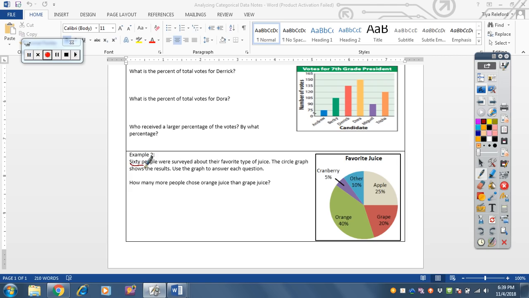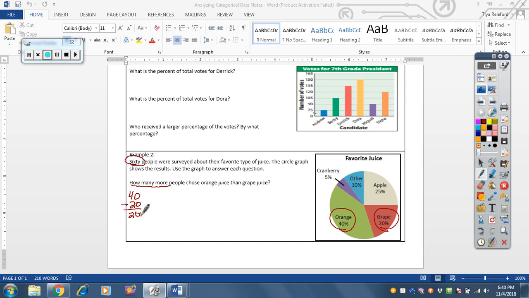Example 2, it says 60 people were surveyed about their favorite type of juice. The circle graph shows the results. Use the graph to answer each question. How many more people chose orange juice than grape juice? Here's what you need to do. How many more tells you you're subtracting. Orange juice minus grape juice, right? So orange juice is 40%, grape juice is 20%, right?